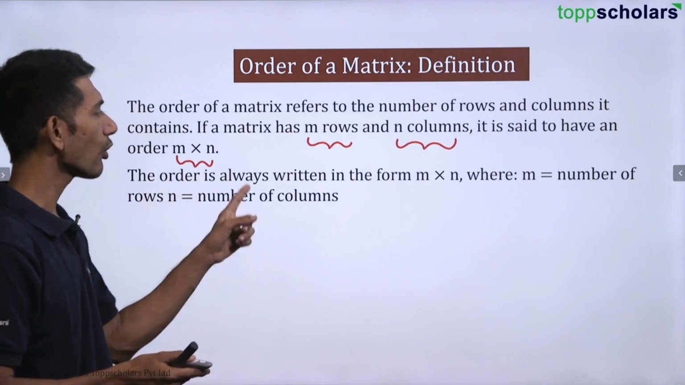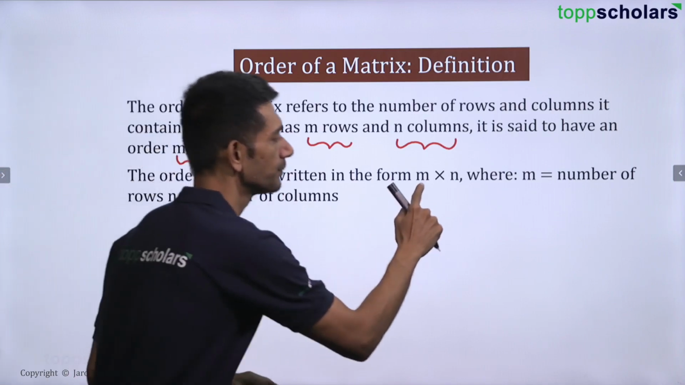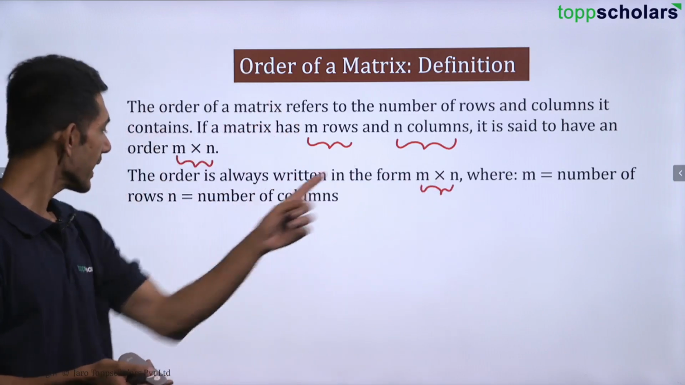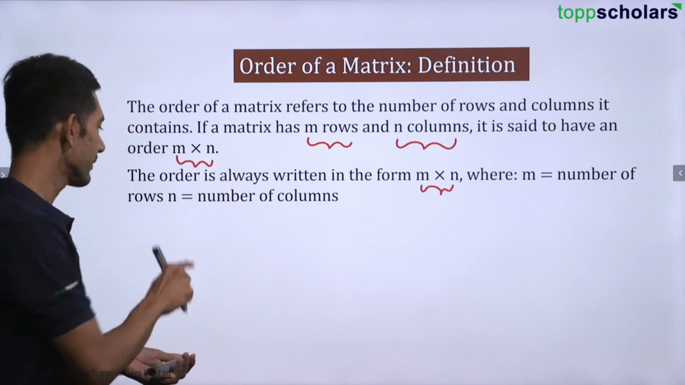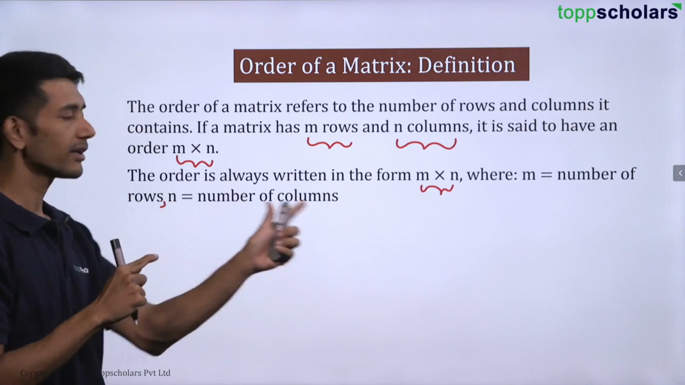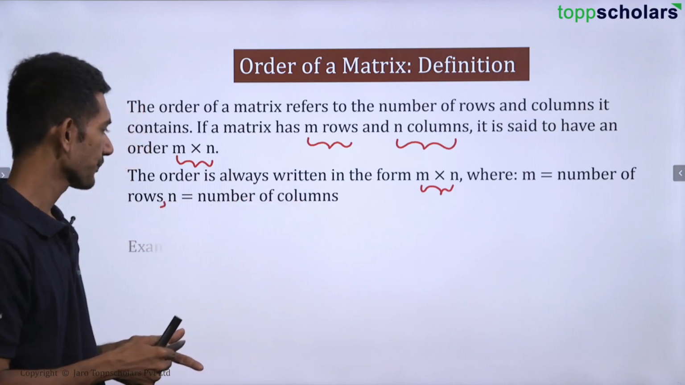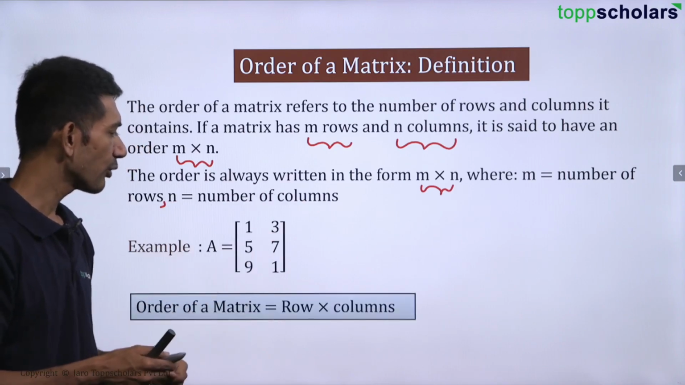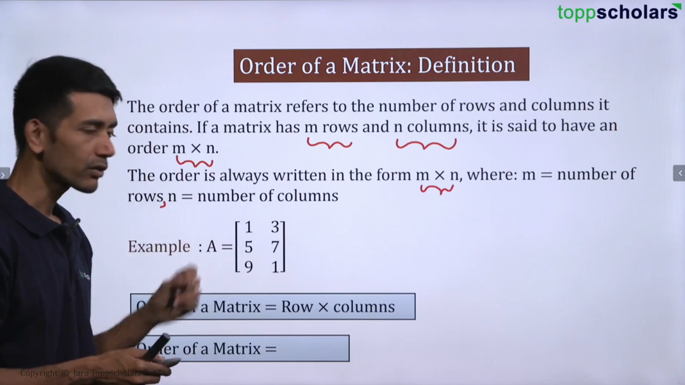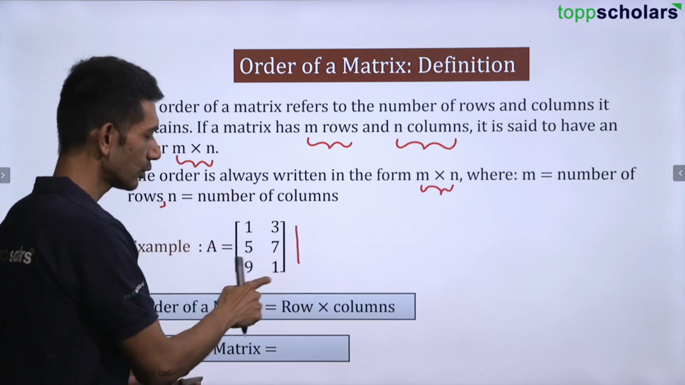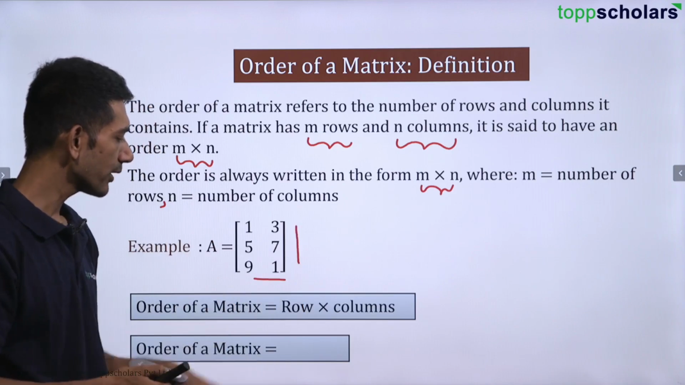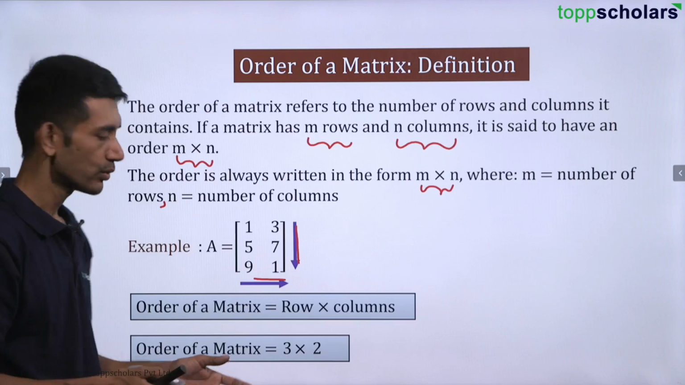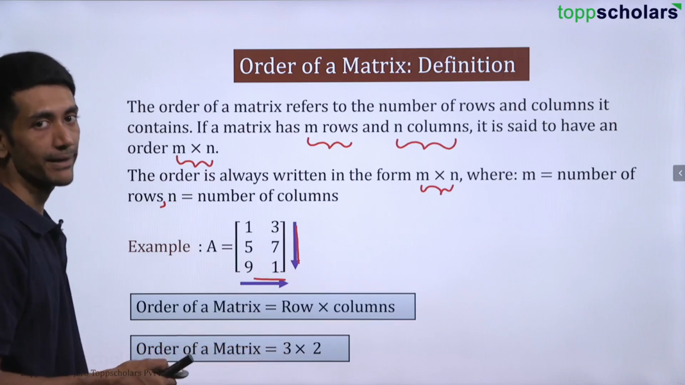The order is always written in the form m by n or m cross n, where m is the number of rows and n is the number of columns, right? So here, how many rows are there? Very good. 3 rows. How many columns are there? 2 columns. So what will be the order? 3 rows, 2 columns. So we can say that the order is 3 cross 2, right? 3 by 2. So this is the order of the matrix.